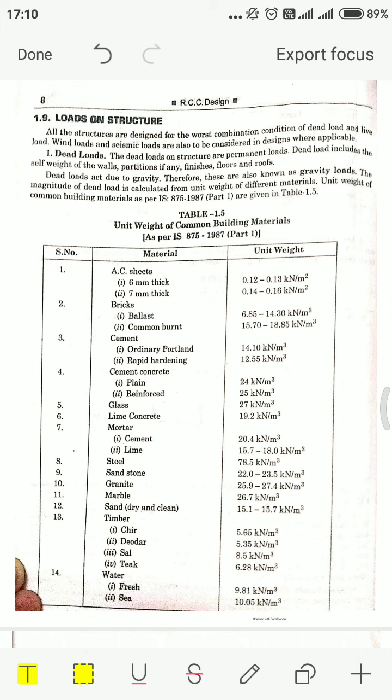All the structures are designed for the worst combination conditions of the dead loads, live loads, wind load. Seismic load are also to be considered in the design where applicable. So first off, we will discuss about the dead load. What is the dead load? The dead load on the structure are permanent load.